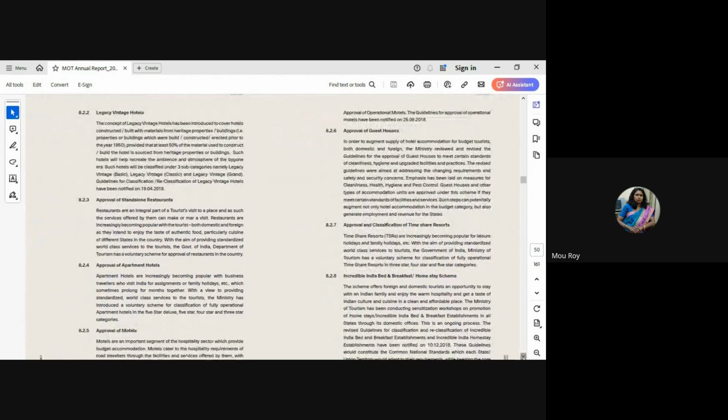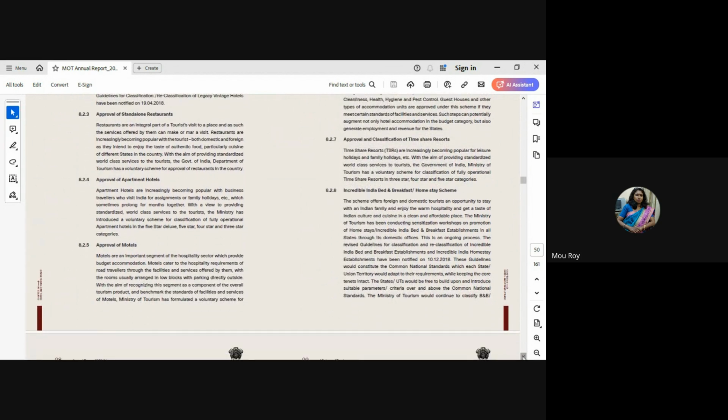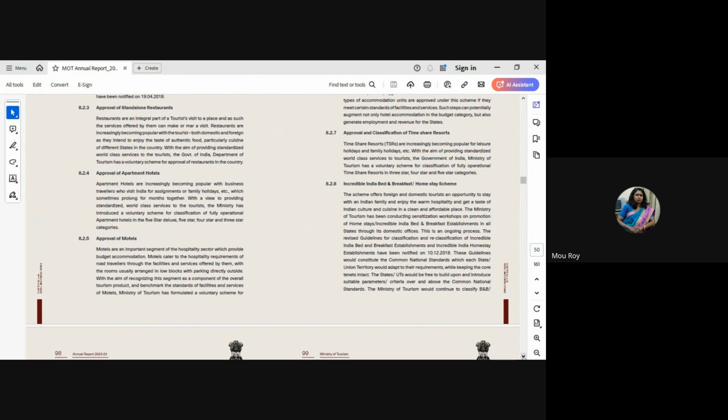We have guest houses, timeshare resorts, B&B, bed and breakfast, motels, and apartment hotels. Motels, I told you, are located on the highways. Apartment hotels are becoming increasingly popular. Places like Mumbai and Bhubaneswar don't have apartment hotels, but Kolkata has them, and Bangalore, Hyderabad, Delhi, Mumbai, Chennai are having apartment hotels. These are also becoming very popular with business travelers who visit India for assignments.